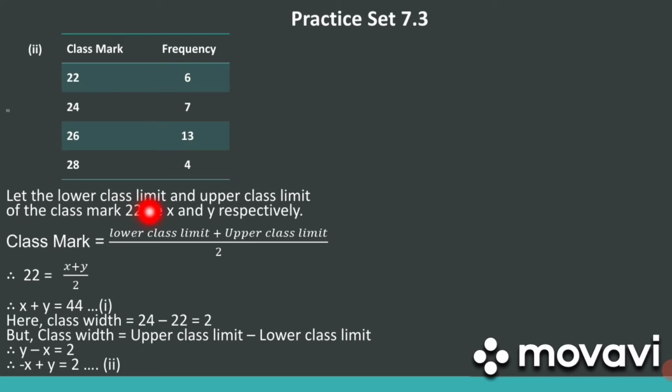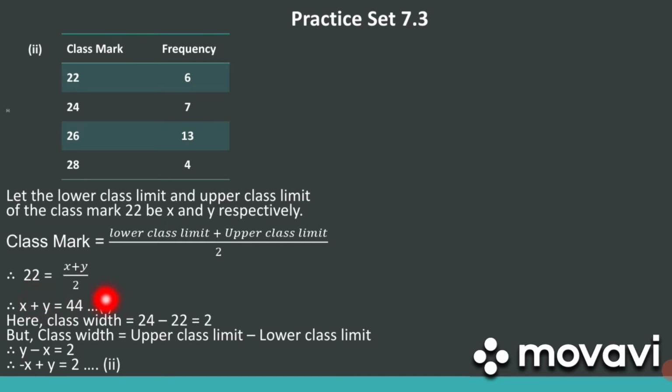Let the lower class limit and the upper class limit of the class mark 22 be x and y respectively. Class mark is equal to lower class limit plus upper class limit upon 2. Therefore, 22 is equal to x plus y upon 2 and therefore x plus y is equal to 44. Let this be equation 1.